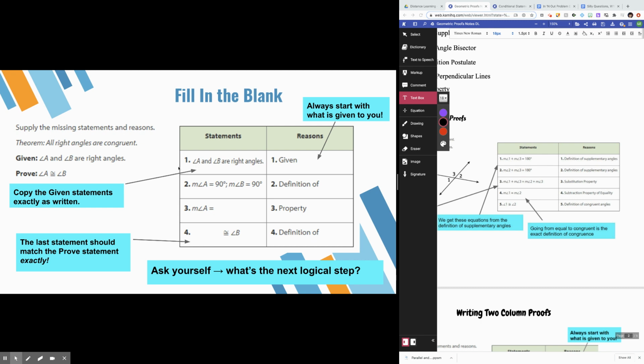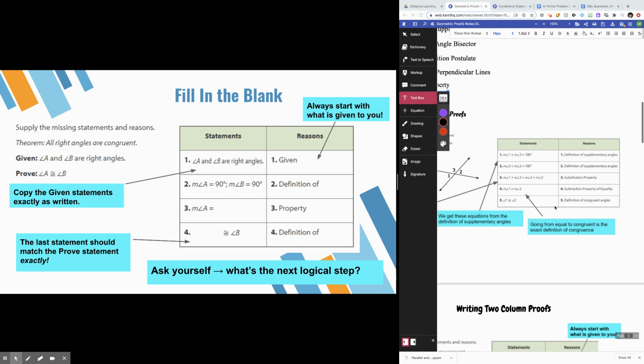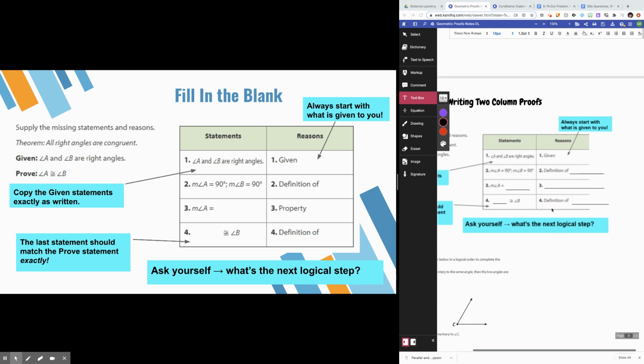Okay, so what you always want to ask yourself is, what's the next logical step? Or what do I know now? If I know that A and B are right angles, what else do I know? So if I know that angle A and angle B are right angles, I know for sure that they both measure 90 degrees. So that's what statement 2 says. Measure of angle A equals 90 and measure of angle B equals 90. And I'm going to scroll down here so you can write this on the side here if you wish.